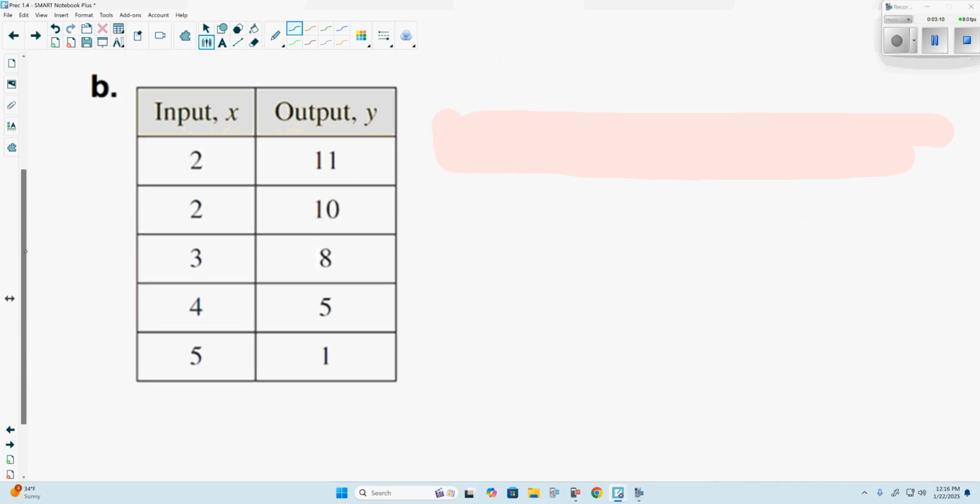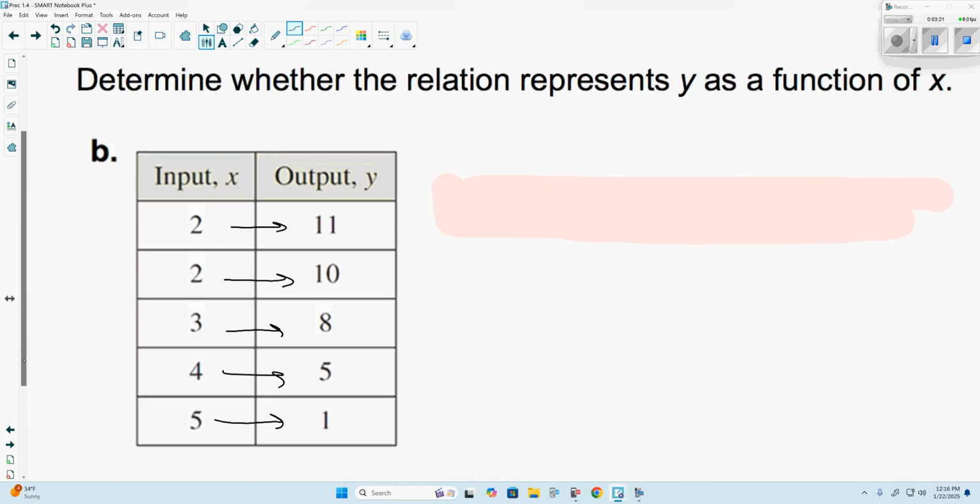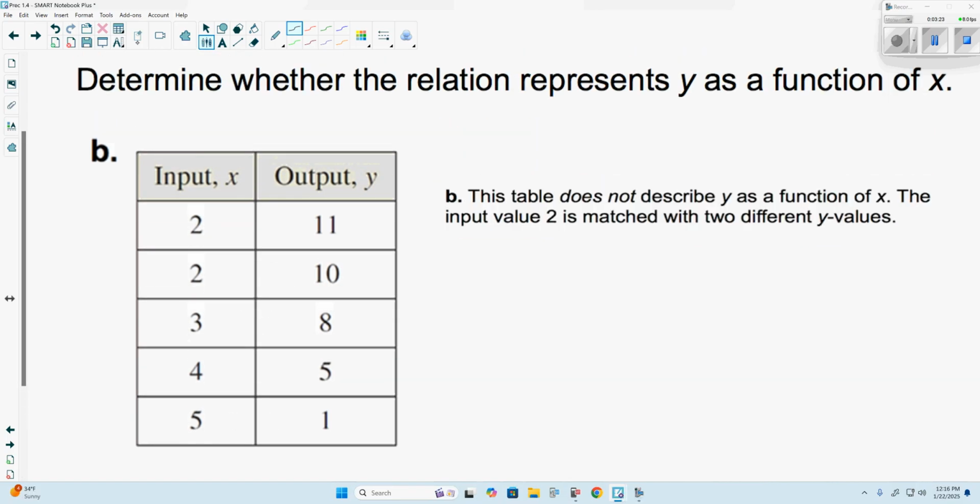So our input, we have 2 to 10, 2 to 11, 3 to 8, 4 to 5, 5 to 1. Is this a function? It does not describe a function because the input value of 2 is matched to 2 different y's. It is not a function.